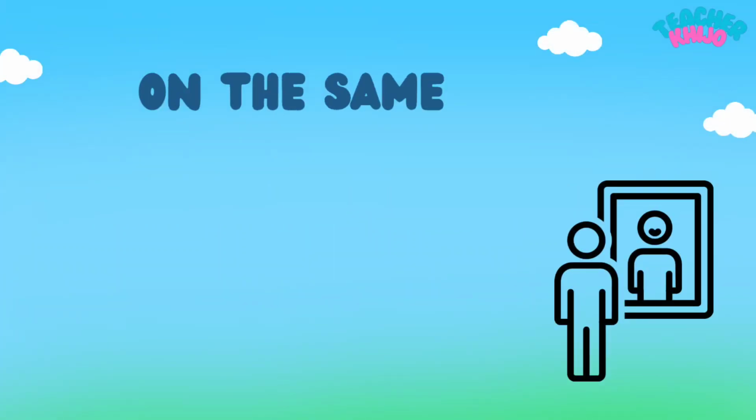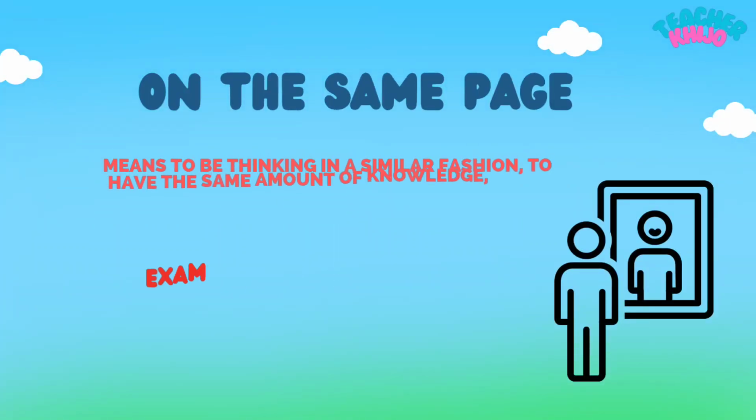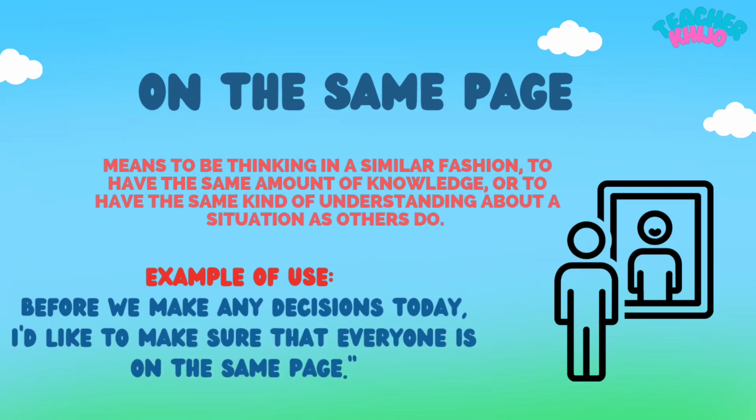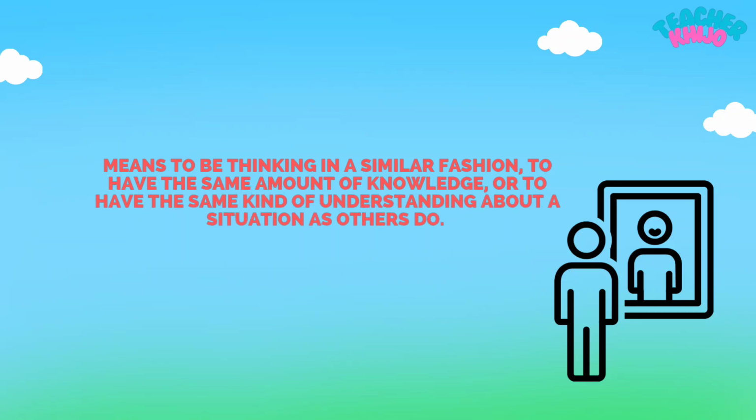And the next one is on the same page. It means to be thinking in a similar fashion, to have the same amount of knowledge or to have the same kind of understanding about a situation as others do. Example of using this idiom is like, before we make any decision today, I would like to make sure that everyone is on the same page.